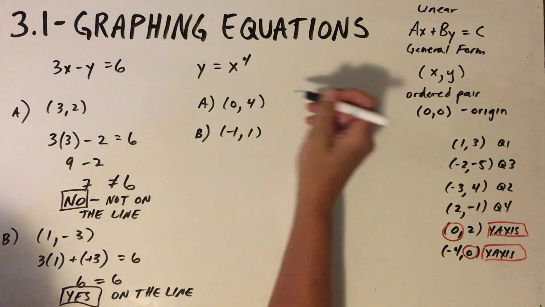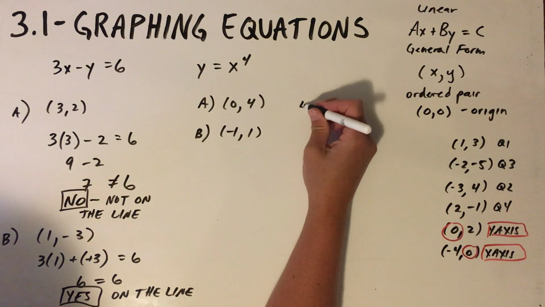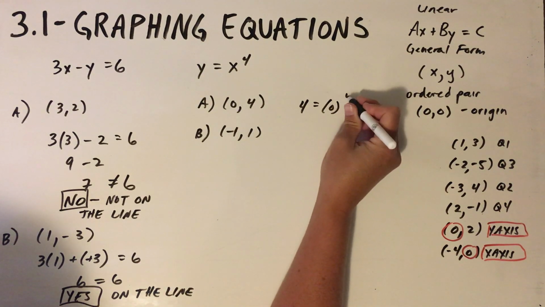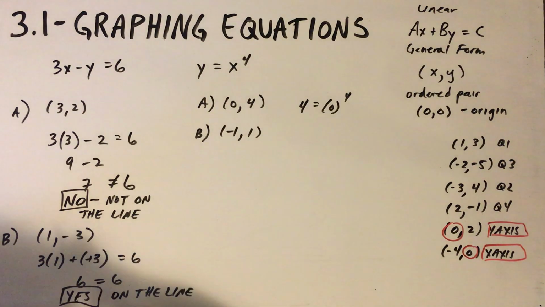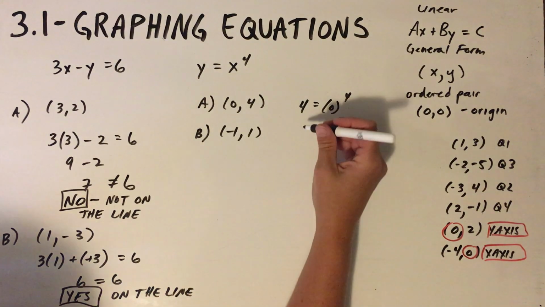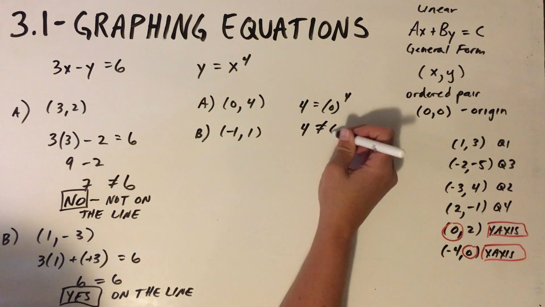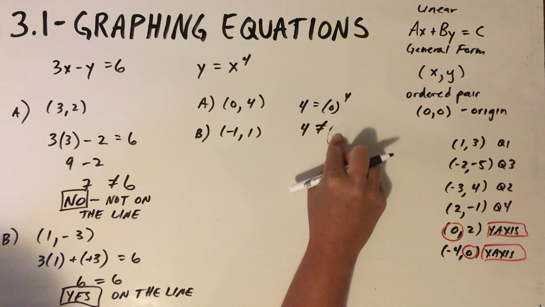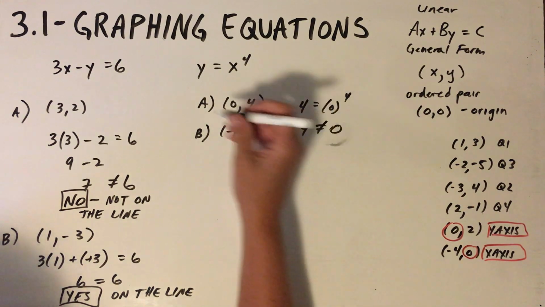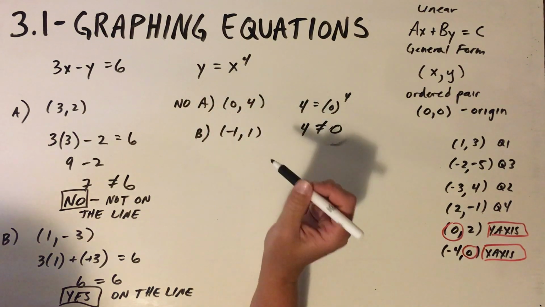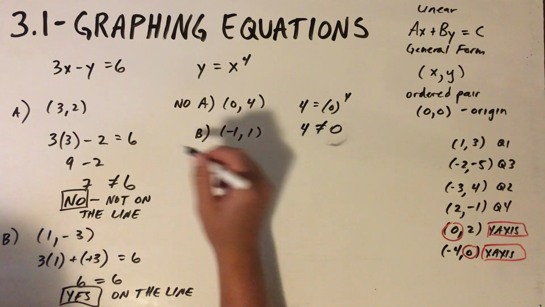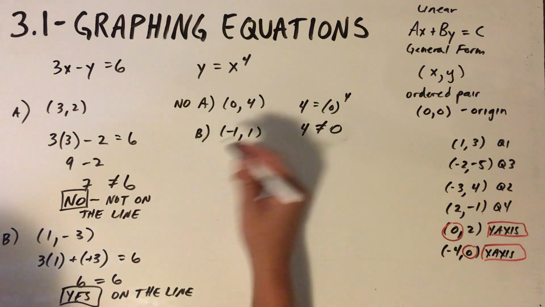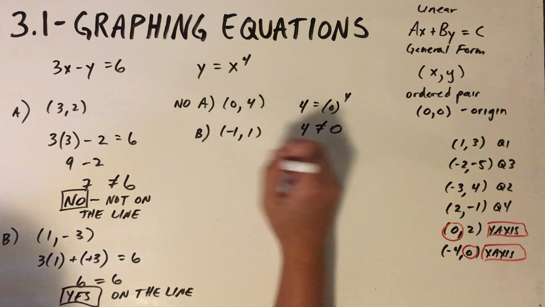Okay, so when we plug in 0 for x, we're going to substitute 4 for y, and we're going to plug in 0 for x. 0 to the 4th power just means 0 times 0 times 0 times 0, which is 0. So 4 does not equal 0. So this first ordered pair is not a solution. So this is a no. Okay, and again, the question here is: is this ordered pair a solution? Answer here, no.